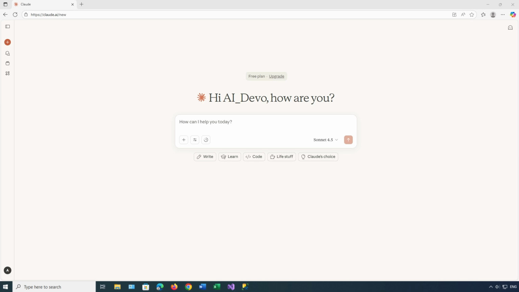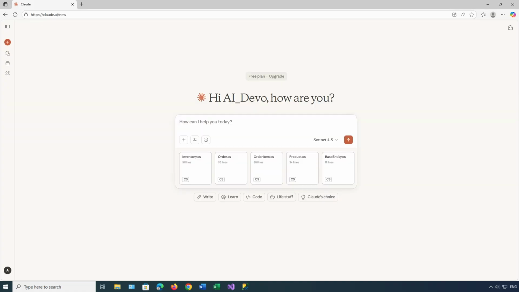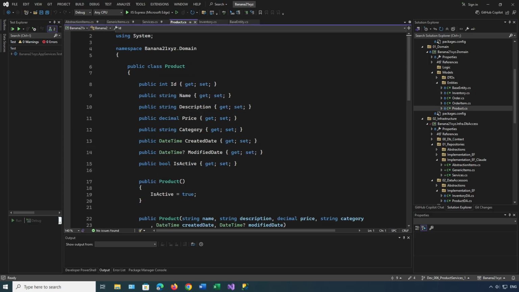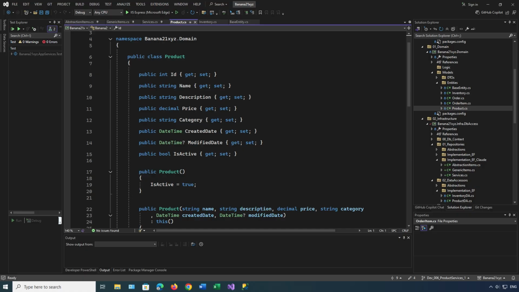Claude Sonnet AI code generation for repository pattern and unit of work in C#. I want to test Claude Sonnet's quality of AI generated code for a practical implementation of the repository pattern and unit of work in Entity Framework. This will be on a very small project that only has 4 entities.